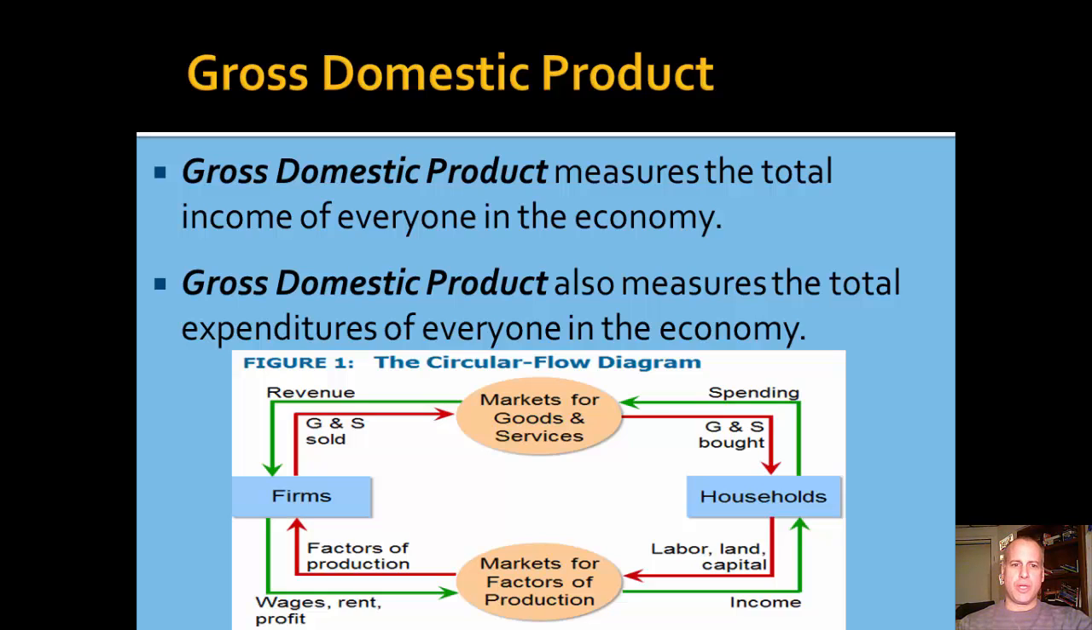When we think about the circular flow diagram, which we discussed earlier in the course, we can think about the dollars that flow from households to firms in the form of spending and revenue, circling their way back to households, from firms to households, first in the form of wages, rents, and profits in the market for factors of production, and then translating into income for households. So we can think about measuring GDP in two different ways, by either adding up the income that everybody receives or adding the expenditures that everyone makes.